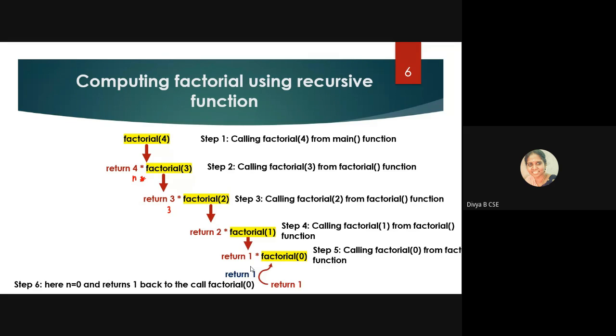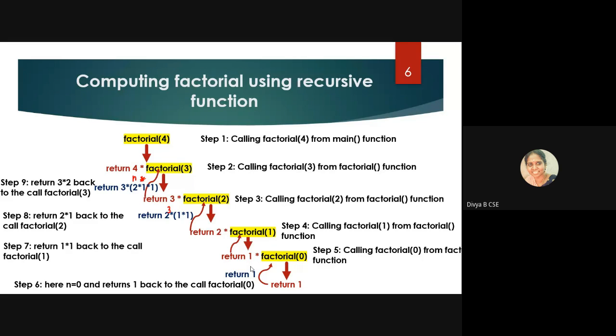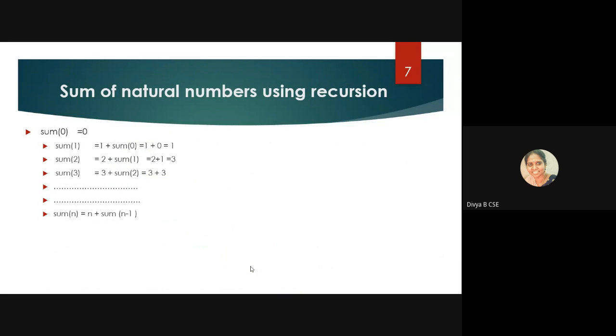So we have understood how to do it. That factorial program has to be done using recursive functions. Next we'll see how the sum of natural numbers can be computed. Sum of 0 should be 0. Sum of 1 is 1 plus sum of 0, that is 1 plus 0, equal to 1. Sum of 2 is 2 plus sum of 1, that is 2 plus 1, equal to 3. Similarly, sum of n should be n plus sum of n minus 1.